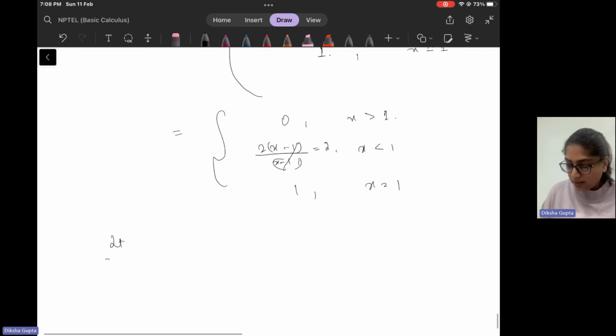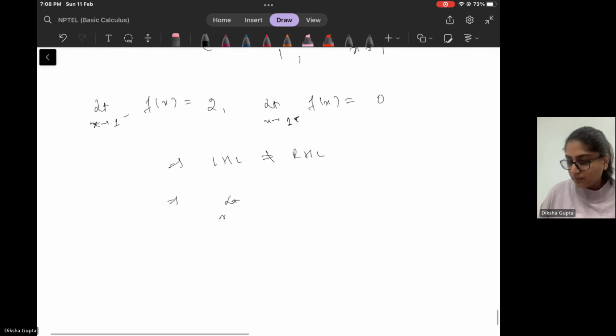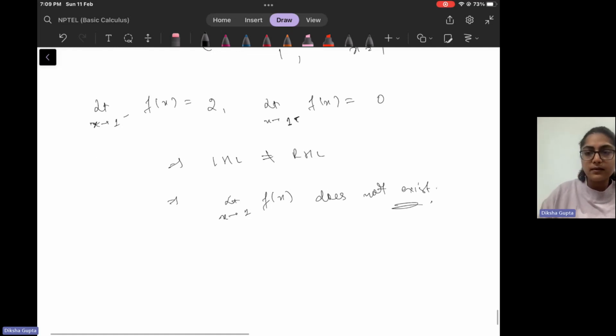Now see that the limit as x tends to 1 minus, when x is less than 1, f(x) is approaching 2, and the limit as x tends to 1 plus, f(x) is approaching 0. This implies the left hand limit is not equal to the right hand limit, which implies the limit as x tends to 1 of f(x) does not exist, right?